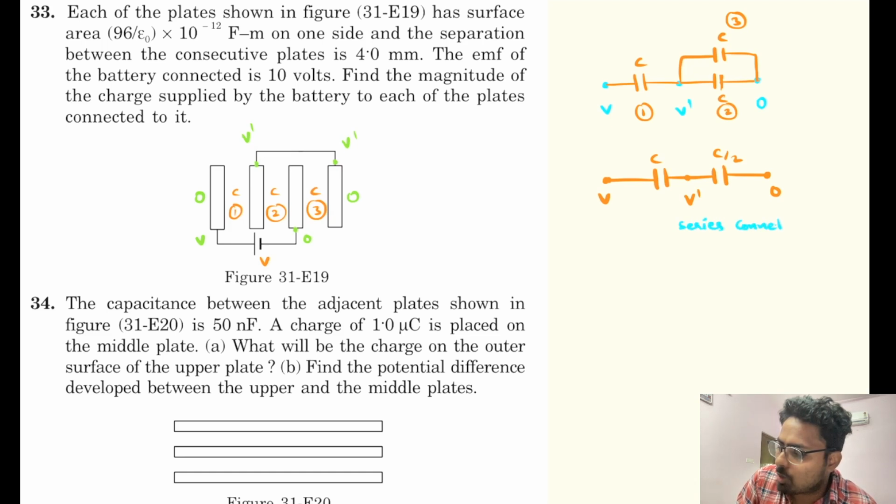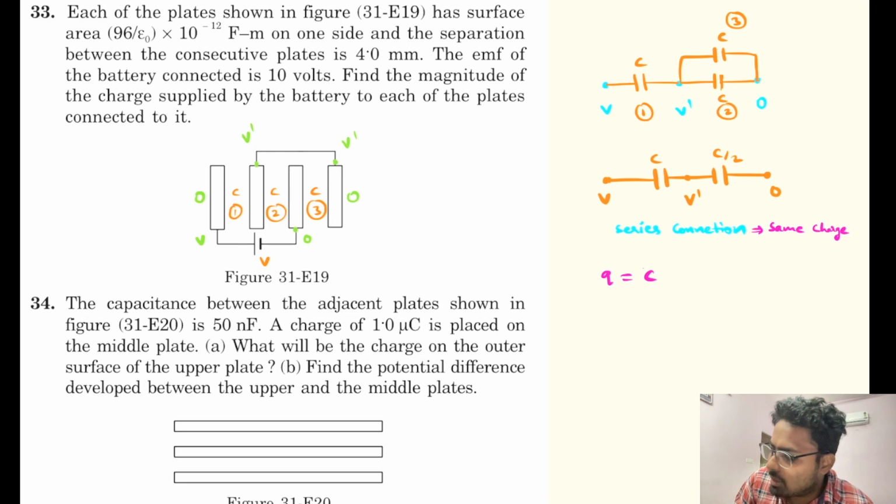Series connection implies what? Series connection implies the same charge, right? Same charge. That means for the same charge to flow, C delta V should be the same. Therefore, same charge, so charge on each capacitor Q equal to C delta V1, which is equal to 2C delta V2.